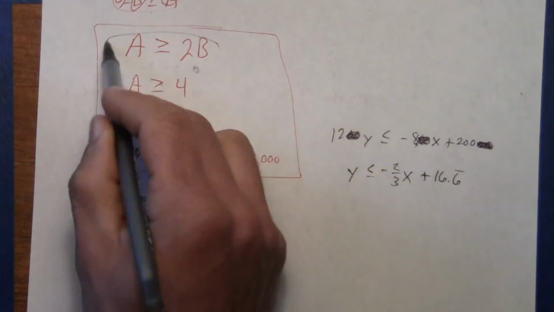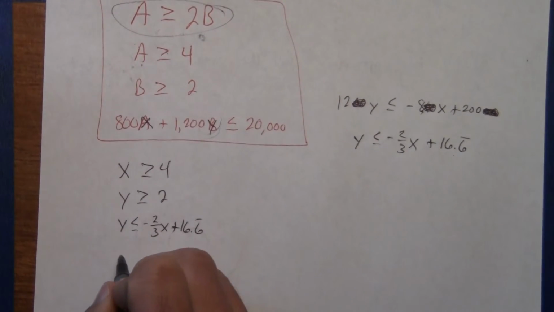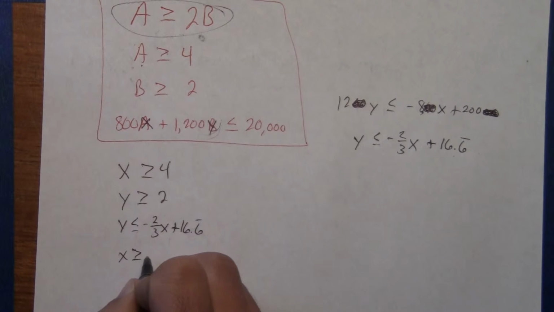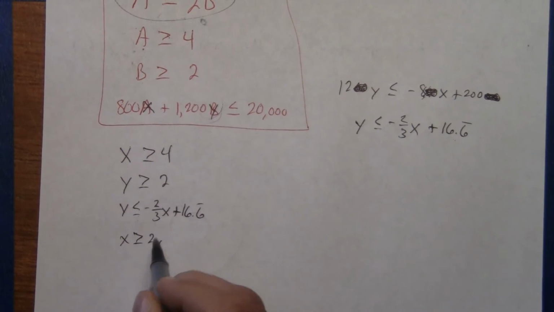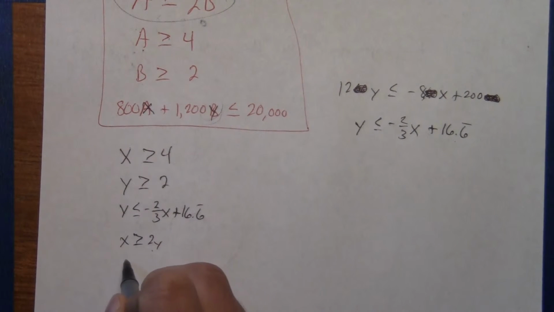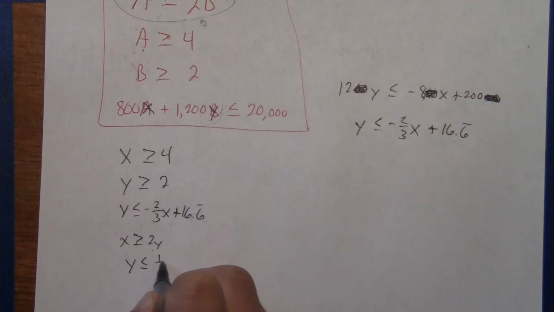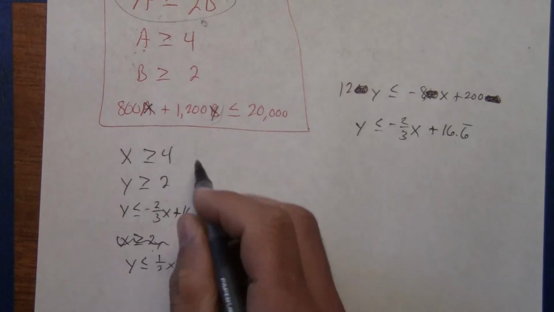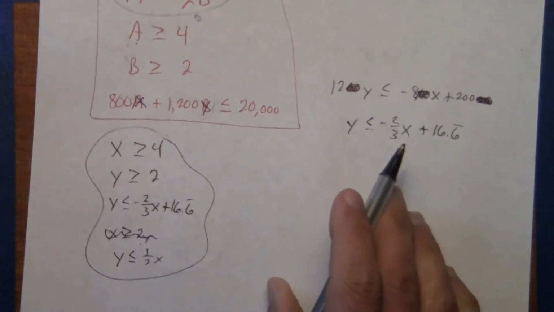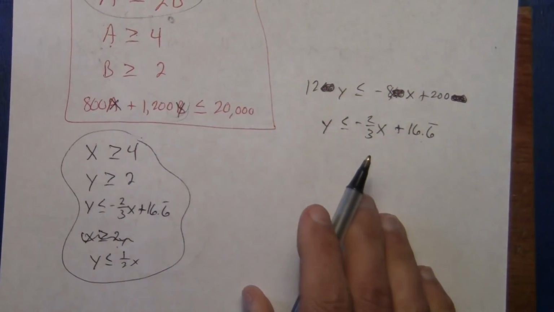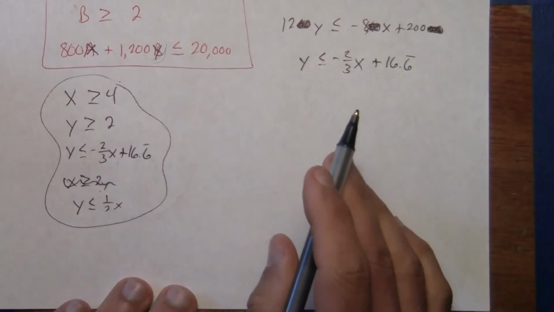Alright, and then of course I've got this one where I'm saying that X is greater than or equal to 2Y. Typically we would solve it for Y, so I might divide and say that Y is less than or equal to 1/2 X. And now I've got inequalities that I'm used to. Alright, so now let's go ahead and give myself a graph.